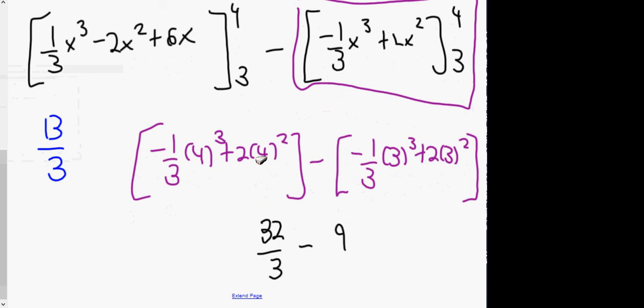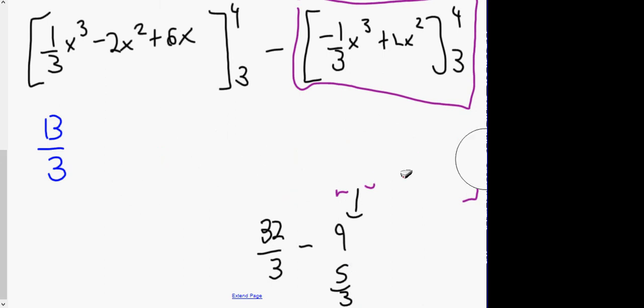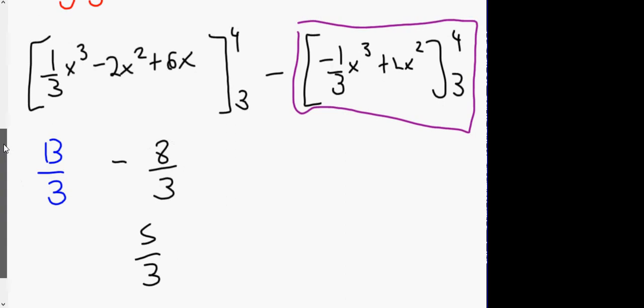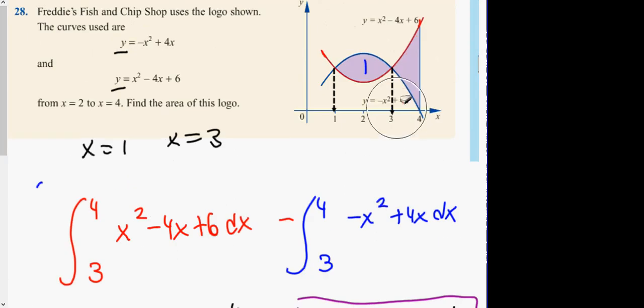So the full answer here was 32 over 3 for the first part, 9 for the second part. Take them away, you get 5 over 3 overall. We now get 13 over 3 minus 5 over 3. So 13 over 3 minus 5 over 3 is 8 over 3. Now finally, the first answer, this part here, this is 5 over 3, and what was the first part? Was it 13 over 3? Add them together, and we get 18 over 3, which is 6.